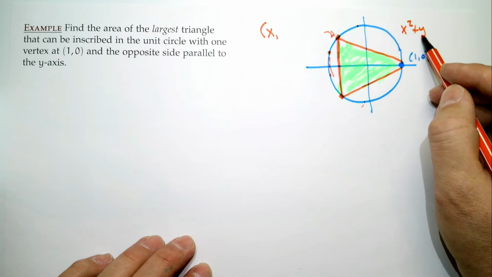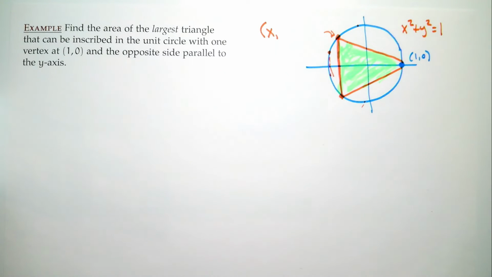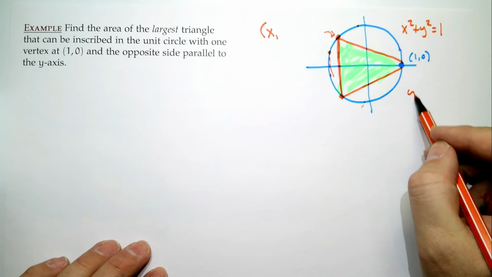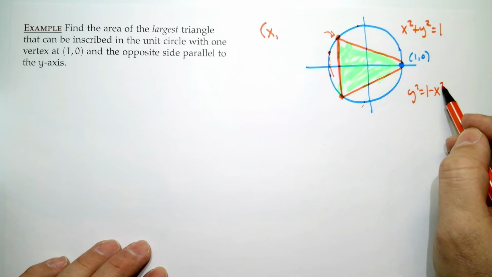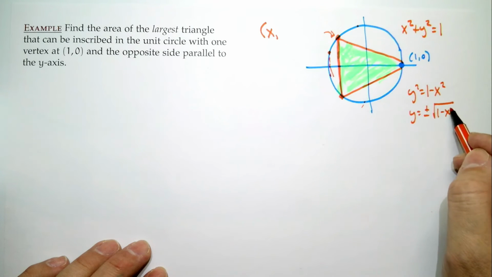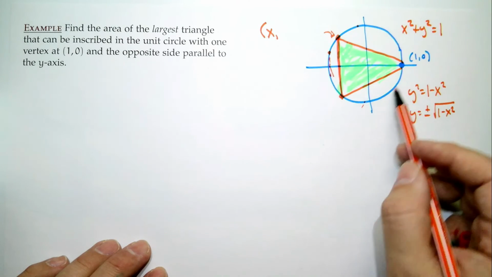x squared plus y squared is 1, because I'm on the unit circle. Unit circle means radius 1. So the y-coordinate I can actually solve. I can say y squared would be 1 minus x squared, so y would be plus or minus the square root of 1 minus x squared. The plus is the top half. The minus is the bottom half.